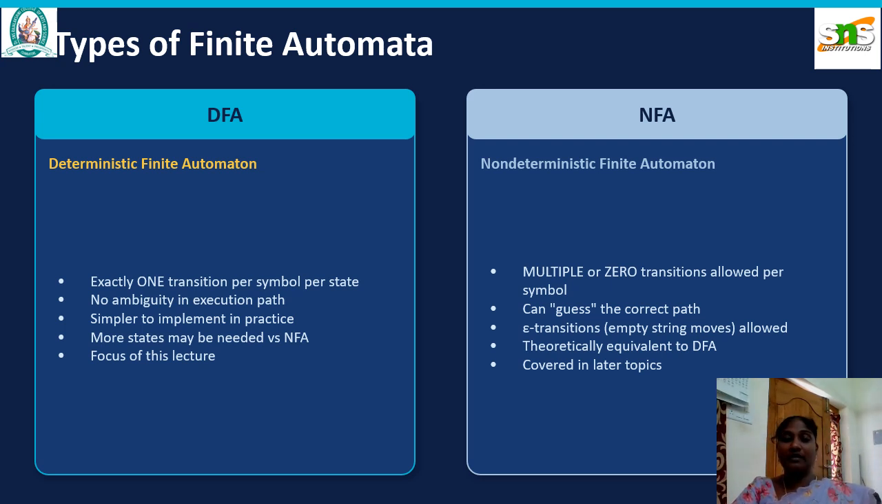In non-deterministic finite automata, multiple or zero transitions are allowed per symbol. We can guess the correct path. That means there are many paths. Epsilon transitions, that is moves over the empty string, are allowed here. Theoretically, an NFA is equivalent to a DFA.